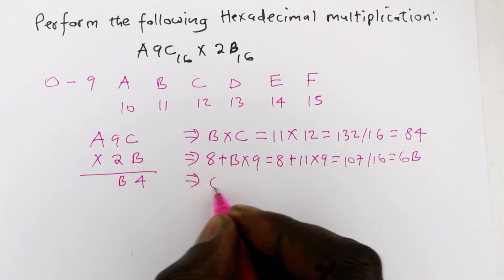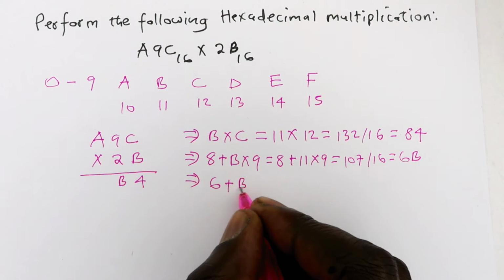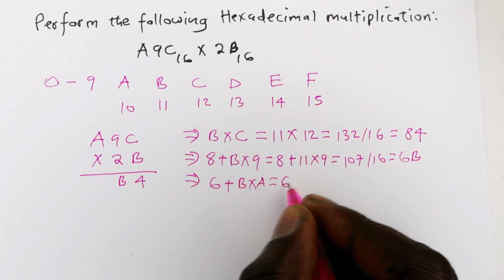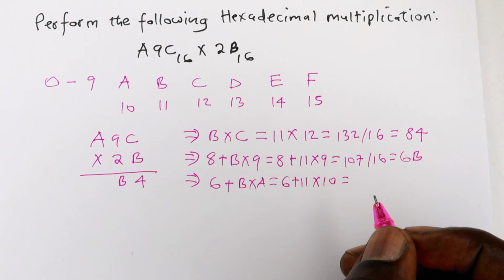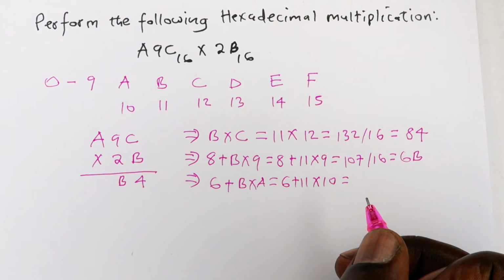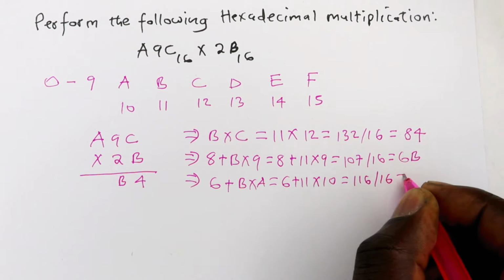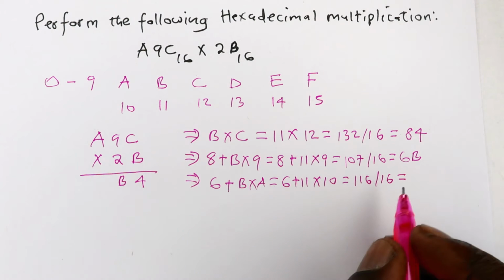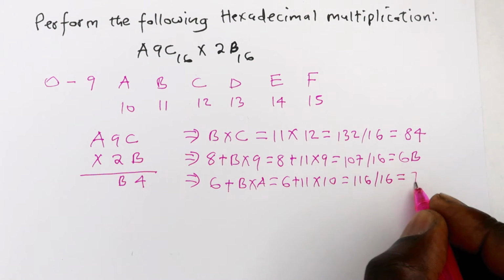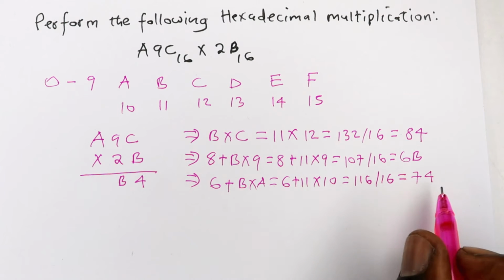So in the next line, you start with the carry, that is 6, plus the next multiplication, that is B times A. So 6 plus B times A, that is 6 plus B, and B is 11, times A, which is 10. So that is going to be 116. So you have 116, you divide it by 16 to get the corresponding hexadecimal number. So 16 into 116, 7 times. And then there's a remainder of 4. So the hexadecimal number is 74.